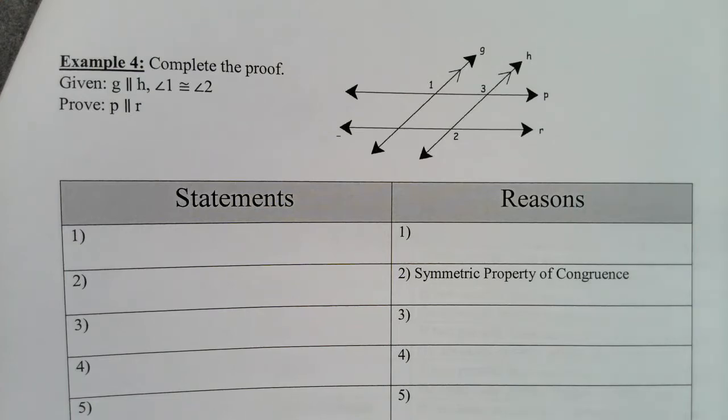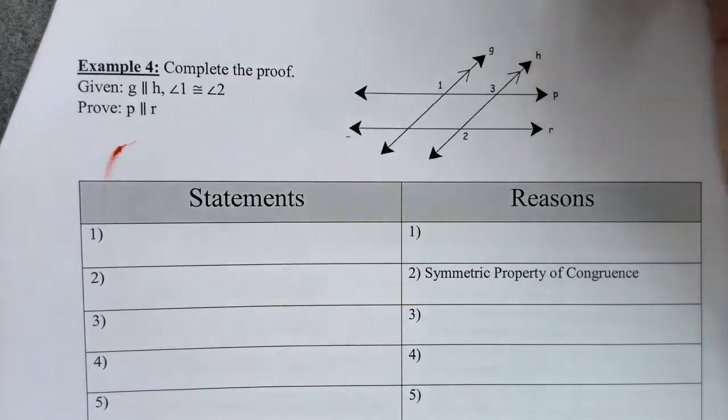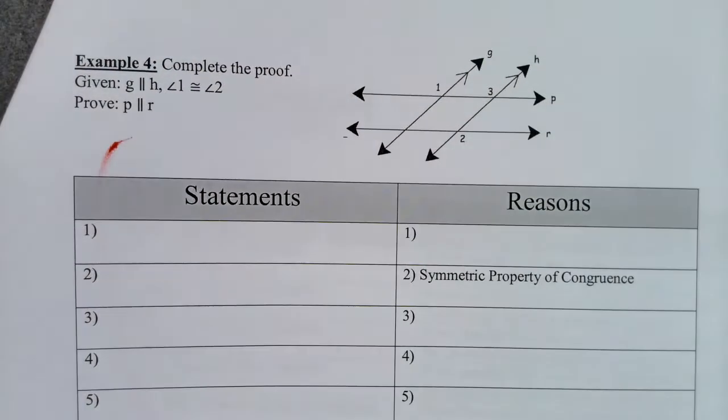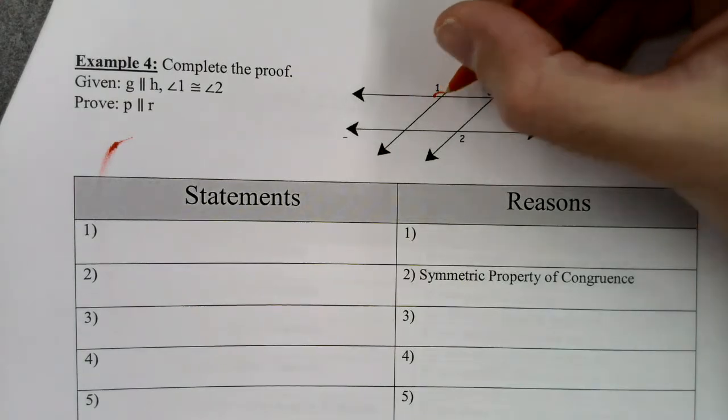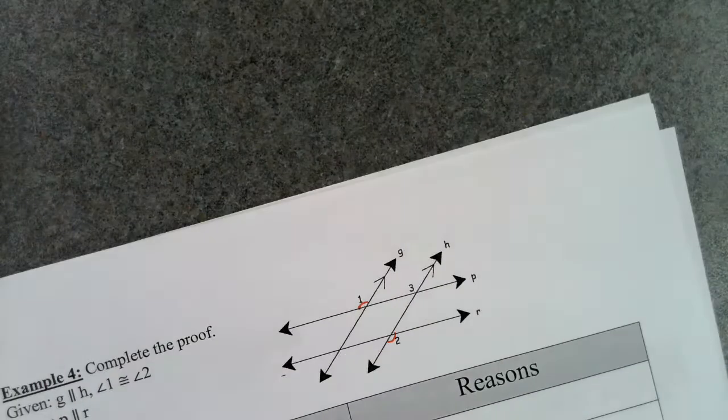Given G is parallel to H, so you can see that's labeled, and angle 1 is congruent to angle 2. I'll just label that. Oops. Oh well. Smudge. I'll label angle 1 being congruent to angle 2 like that. That's going to annoy me, that smudge. So let me wipe that out really quick.